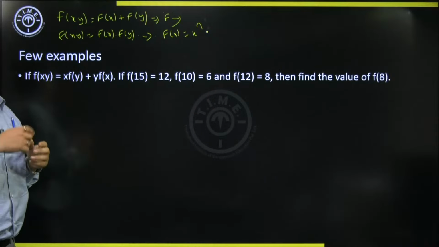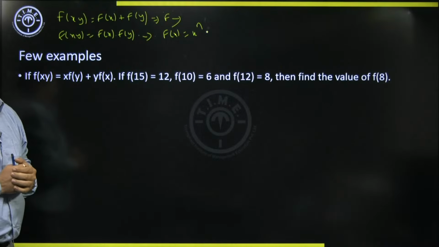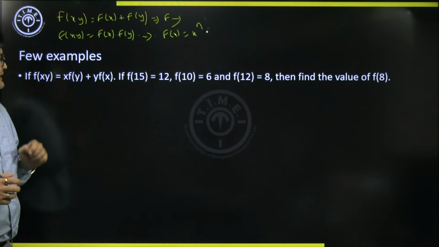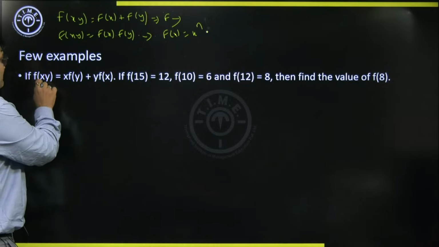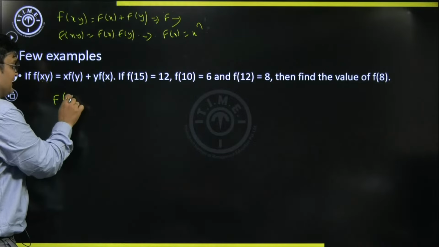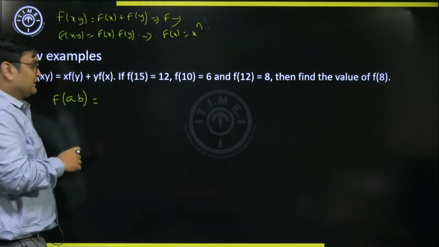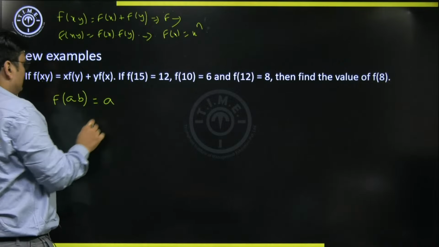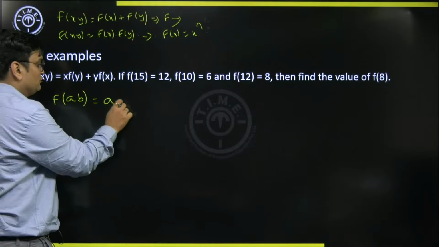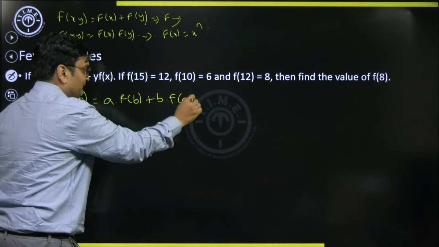Will it be your x power n type of function? What exactly will it be? It would be hard to say. So what we need to understand here is, please note, the function of the product of two numbers, if I take a and b, is equal to x, that means a into f of b plus b into f of a is given to us.